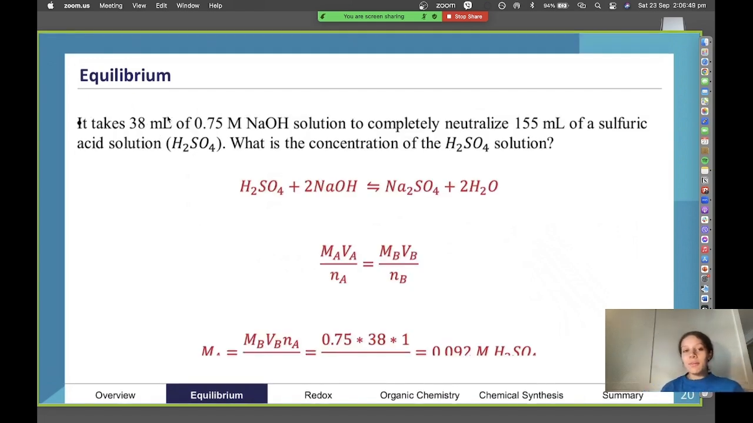So we have 38 mLs of 0.75 molar sodium hydroxide solution, and that will completely neutralize 155 mLs of a sulfuric acid solution. So what's the concentration of the sulfuric acid solution? First thing with these questions is to always write out our equation. So here we have the sodium hydroxide and our sulfuric acid neutralizing each other to form Na2SO4 and also water as well.